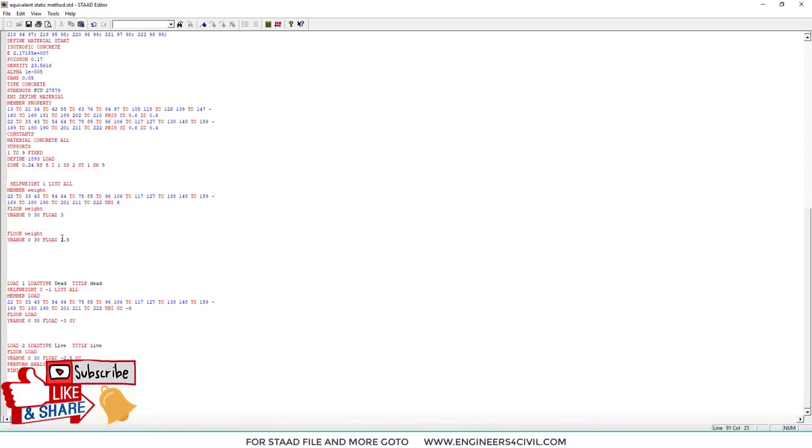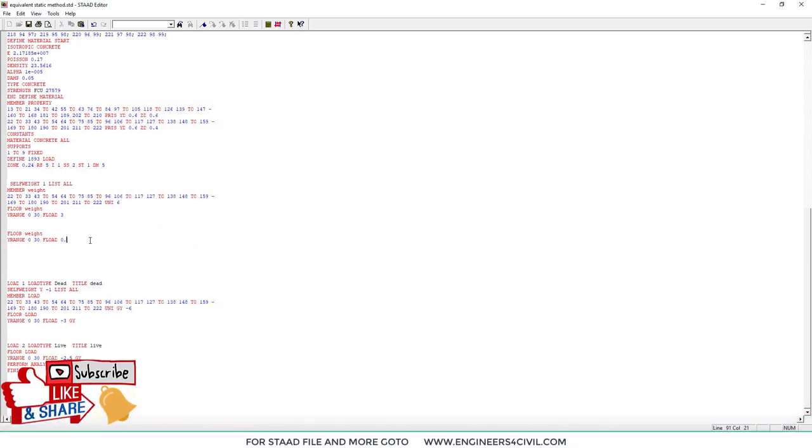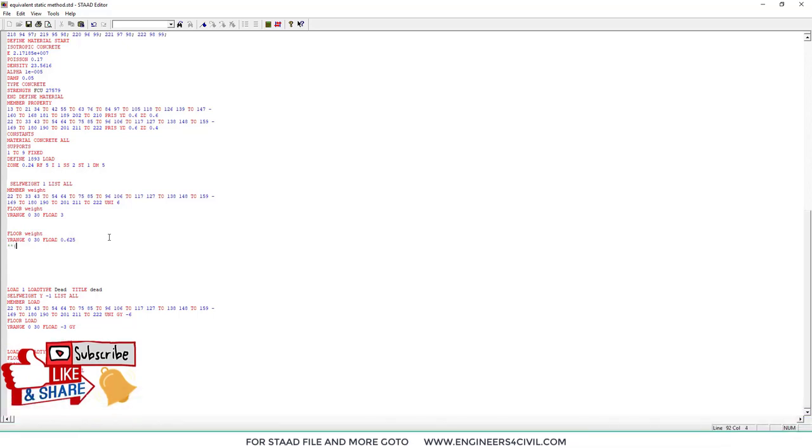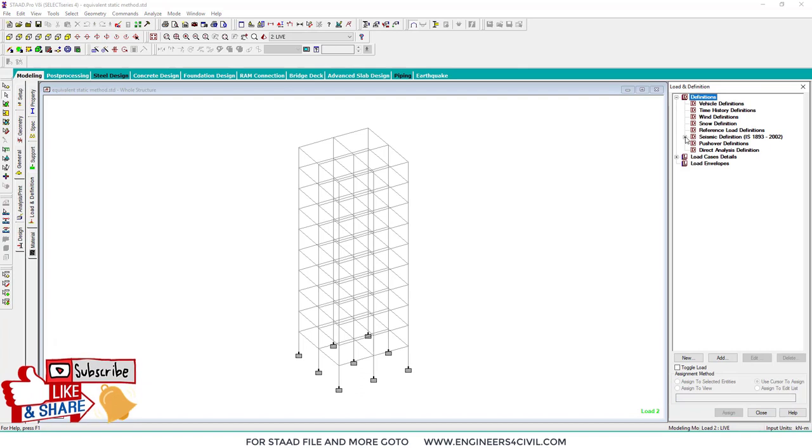okay, and convert this 2.5 load into 25%. 2.5 into 0.25, it means 0.625. If you want to write here for remembering, if you press a star and write here 25% of live load. If you press star and the text is green, it means it's not the part of the programming. Okay, now save this editing. Check here in the definition the loads come or not.